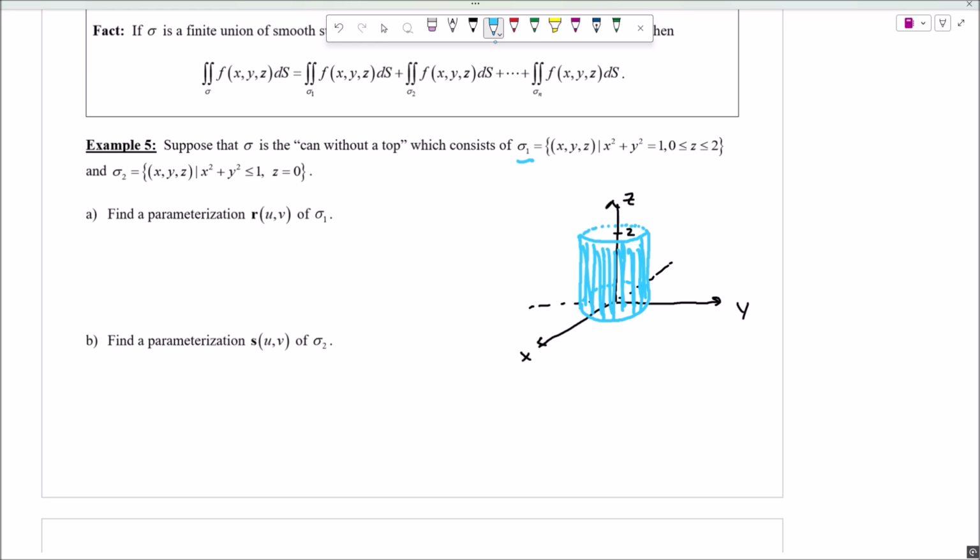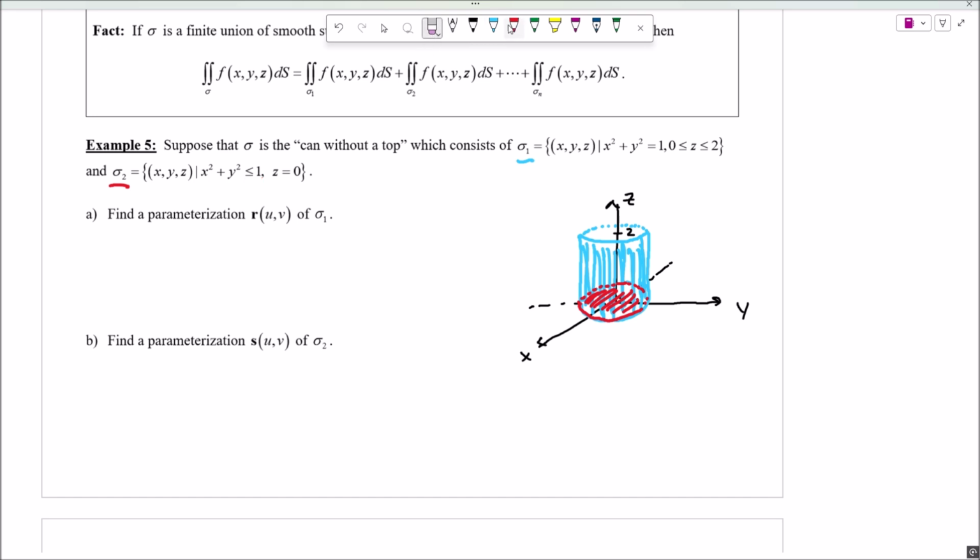There's no top. But then I also have this other surface, sigma 2. Sigma 2 is not just a circle. It's x squared plus y squared less than or equal to 1. So I'm dealing with this whole space down here, the entirety of the bottom circle and also everything that has a smaller radius. And this is only graphed at the height where z is equal to 0.